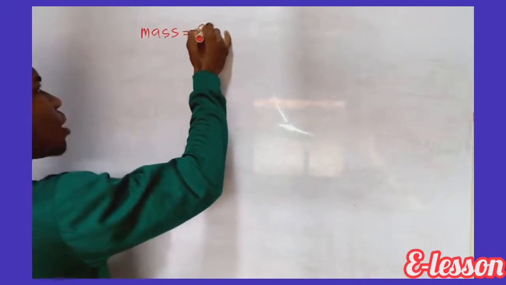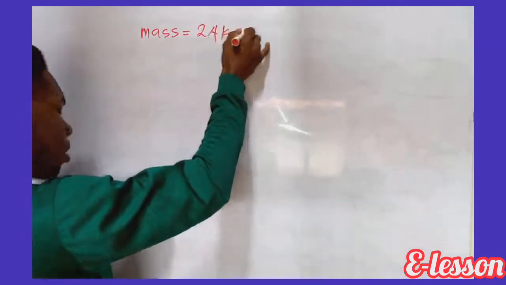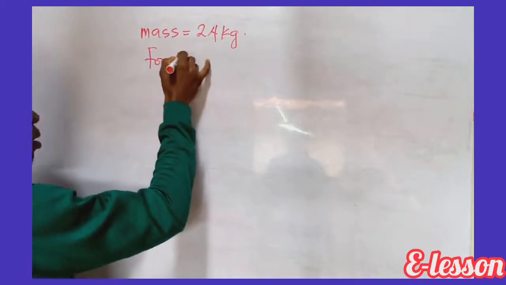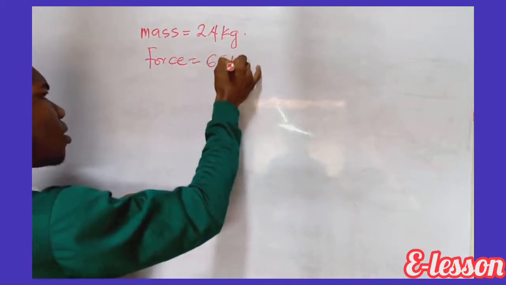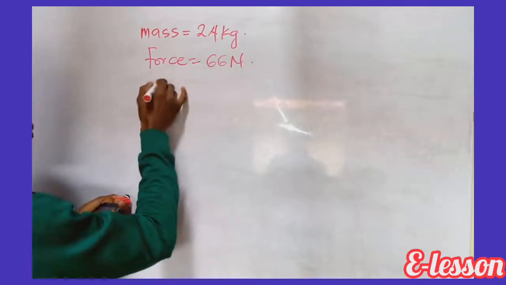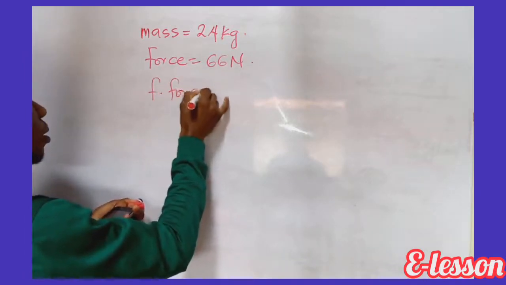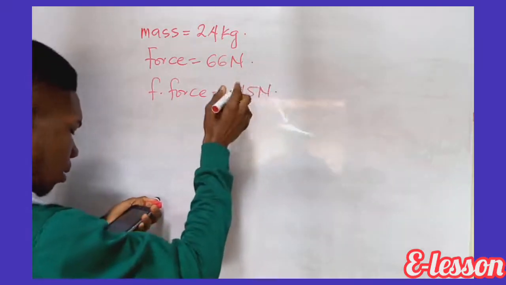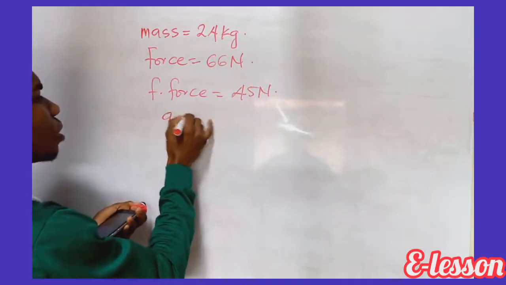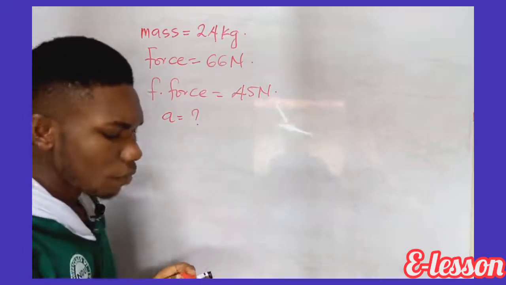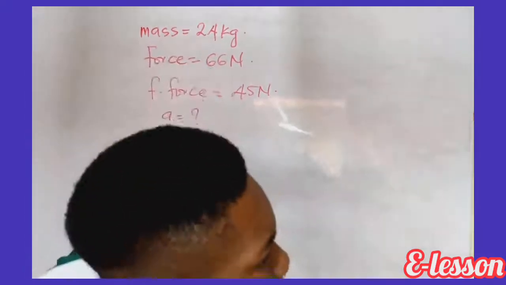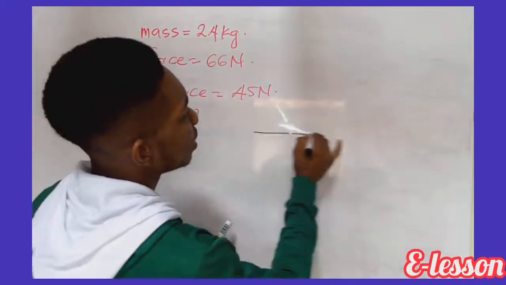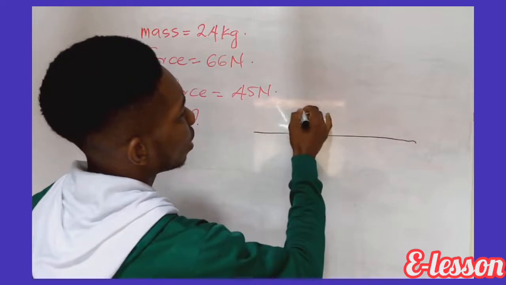as 24 kg. Then we have the normal force is 66 Newton. Then we have frictional force 45 Newton. Acceleration is unknown. Now, having gotten all these parameters written out, let's assume this is the bus, or this is the sled, the bus rather.